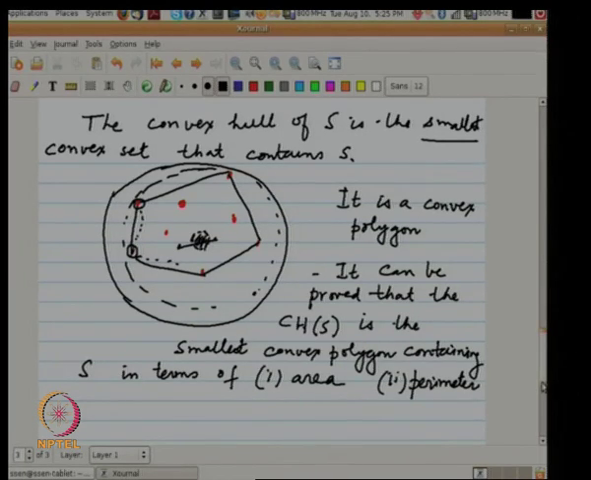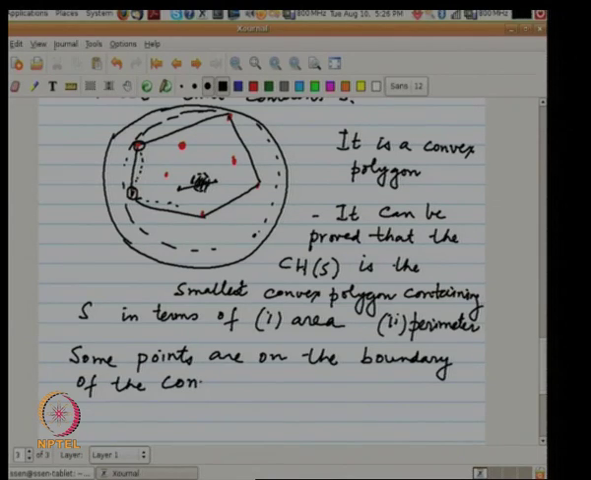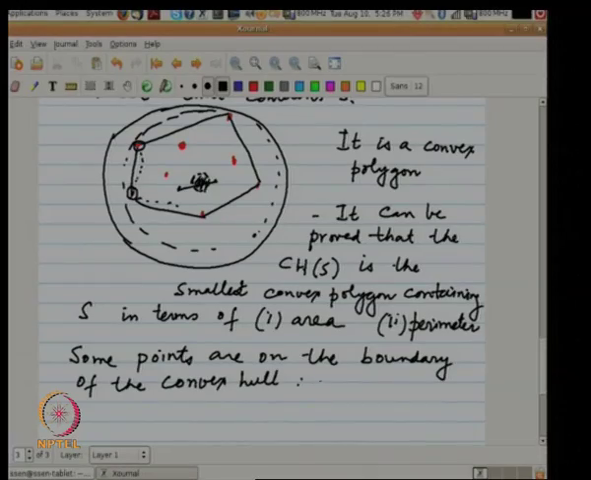The next question is, let me also define these things. So, some points are on the boundary of the convex hull. Now, again, you can argue that some points must be on the boundary of the convex hull, otherwise you can squeeze it further, right? If there are no points on the boundary, I should be able to at least infinitesimally shrink the boundary, right? So, some points have to be on the boundary, and these are called corner points or boundary points.